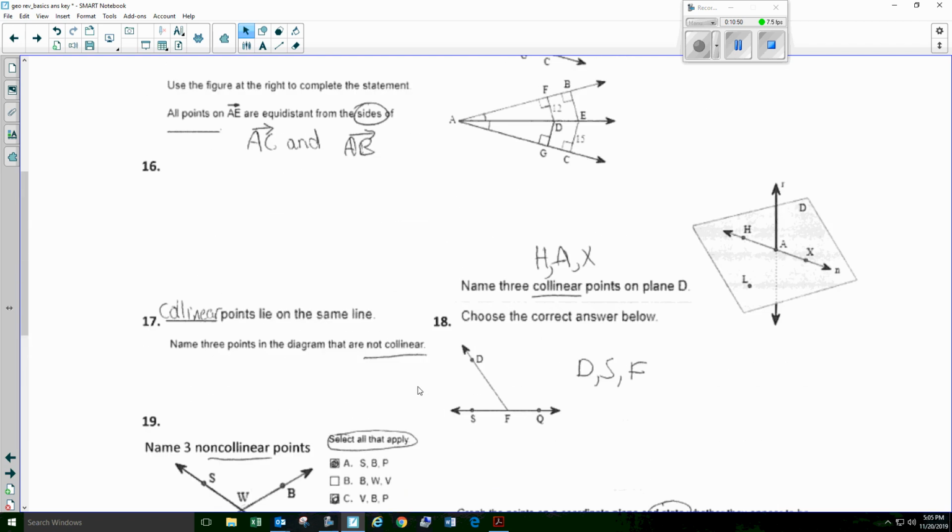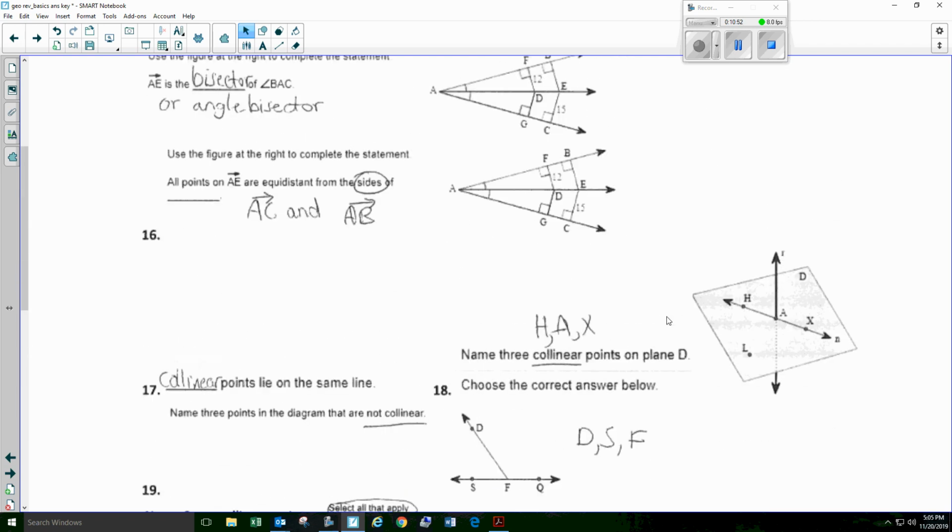Errors that people made, when I said you could use either this one or this one, somebody used, I think they were using this up here, unless I graded it wrong. And they used this D as a point up here. They wrote D, H, and X. D is not a point. Remember, D is another way of naming this plane. I told you you can have a capital letter in one of the corners. It's one of the ways to name a plane.